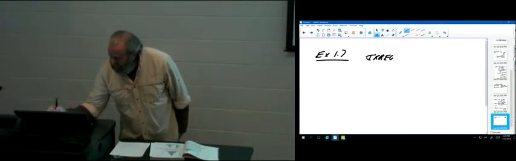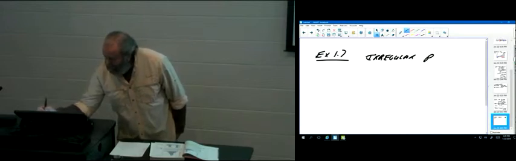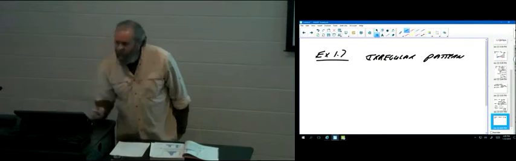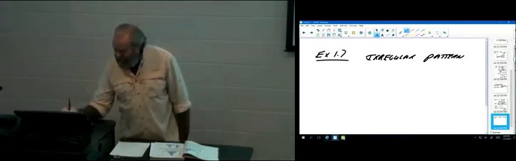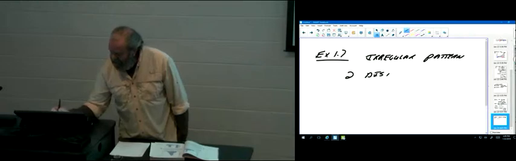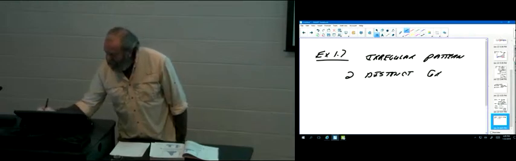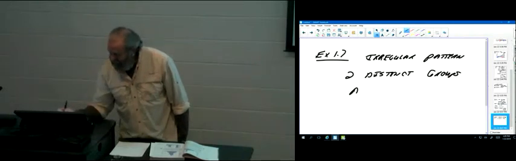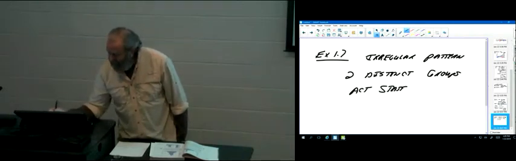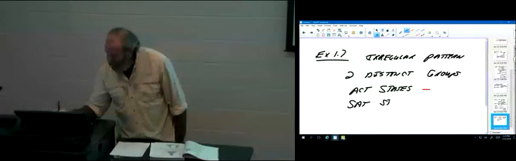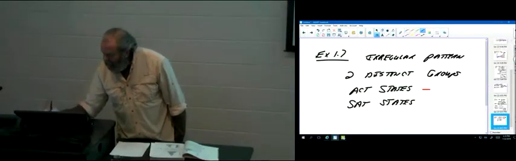You're wasting your time to try to tell me about the shape, the center, the spread, outliers, or anything, because what you have is an irregular pattern. What you have is two distinct groups: ACT states that I circled with red, SAT states that I circled in blue.